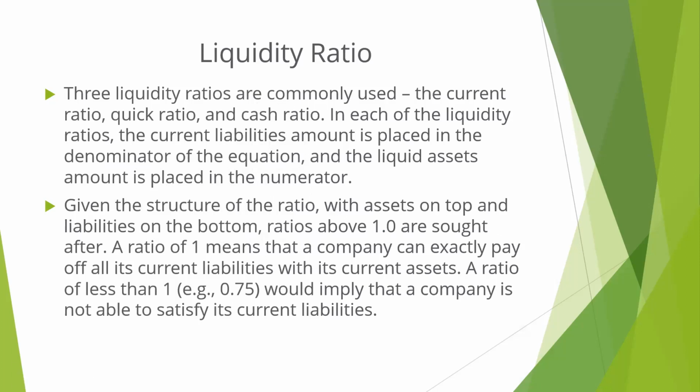In each of the liquidity ratios, the current liabilities amount is placed in the denominator of the equation and the liquid assets amount is placed in the numerator. Given the structure of the ratio with assets on the top and the liabilities on the bottom, ratios above 1 are sought after. A ratio of 1 means that a company can exactly pay off all its current liabilities with its current assets. A ratio of less than 1 would imply that a company is not able to satisfy its current liabilities.